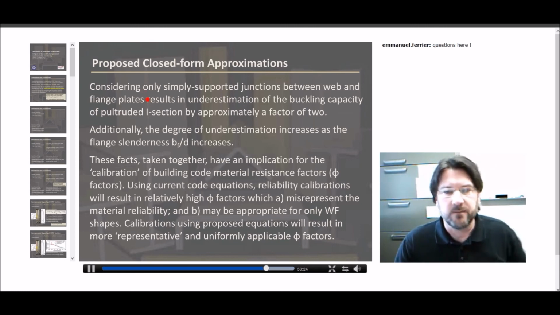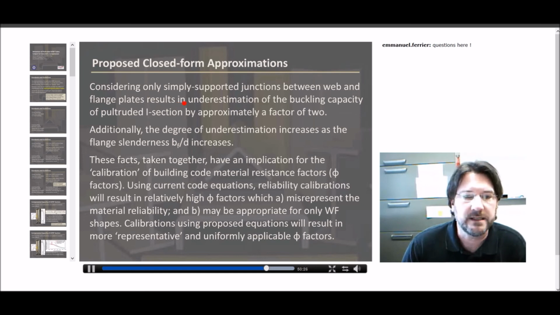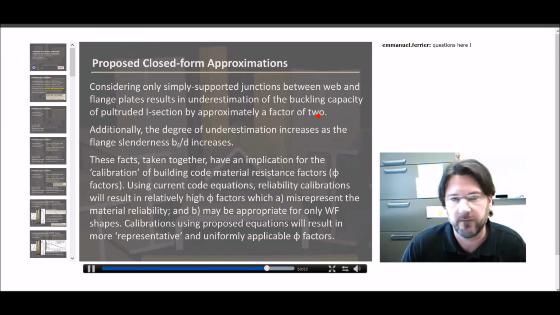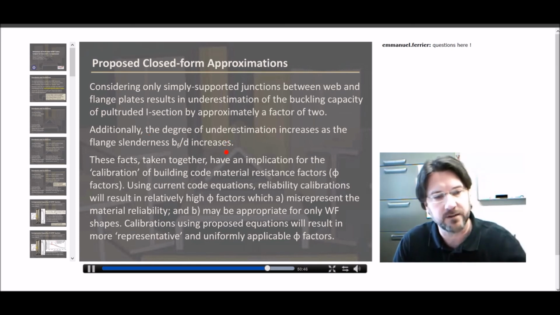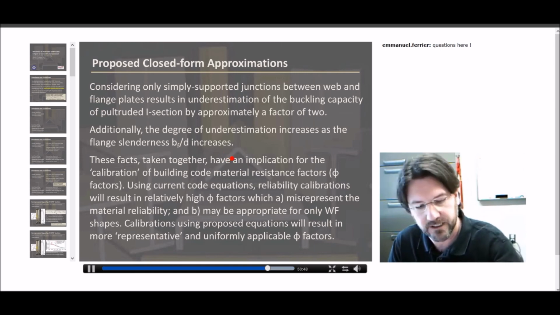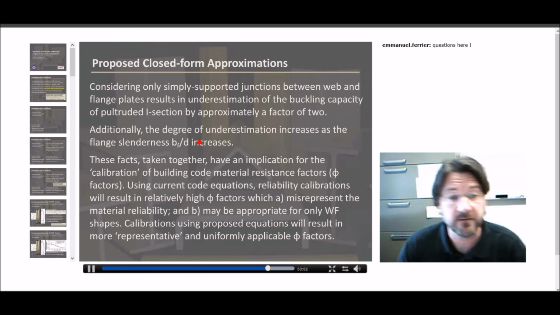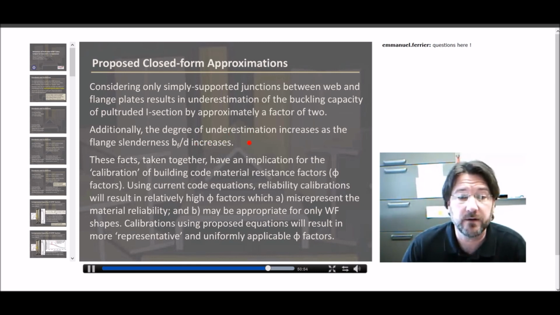If we consider the simply supported junctions between the web and the flange, what we see is a significant underestimation of the buckling capacity by a factor of approximately 2. So it's a very poor representation of what's really going on, albeit the equations are relatively simple. In addition, this degree of underestimation increases as the flange slenderness increases. So when we get into practical sections having very slender flanges, as they're often delivered or as they're fabricated, we get an even greater underestimation.